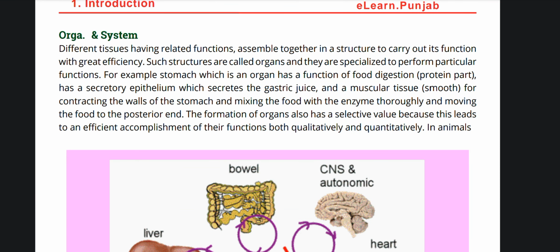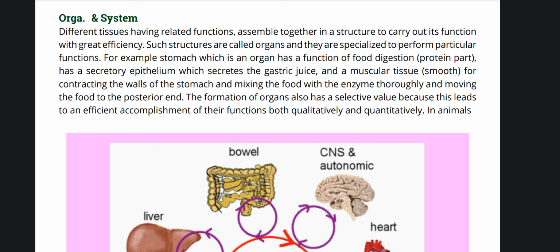Organ and system. Different tissues having related functions are assembled together in a structure to carry out a function with greater efficiency. Such structures are called organs, and they are specialized to perform particular functions. For example, the stomach, which is an organ, has the function of food digestion.